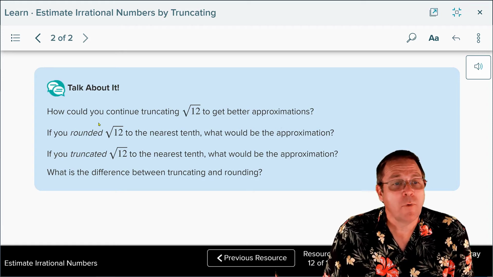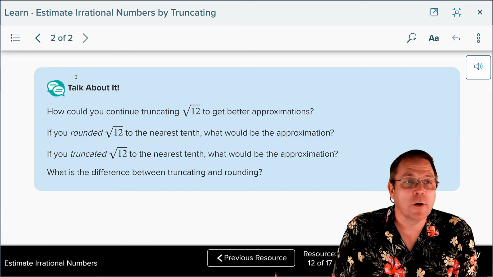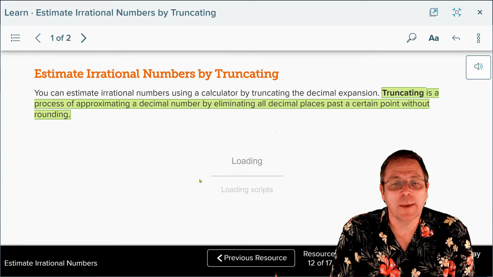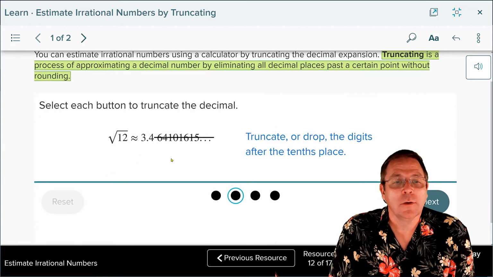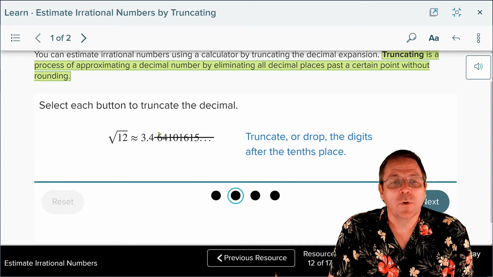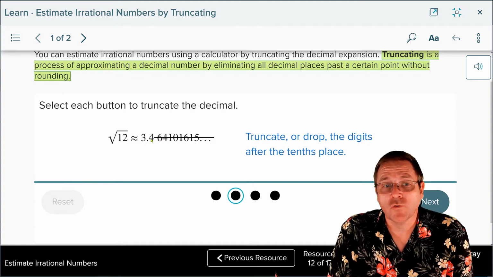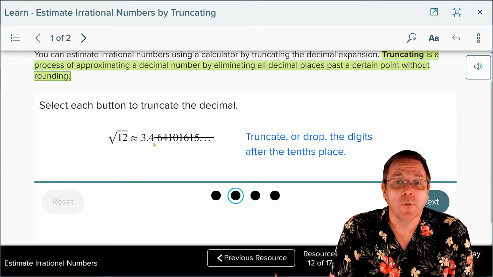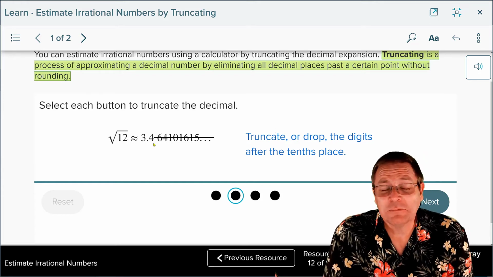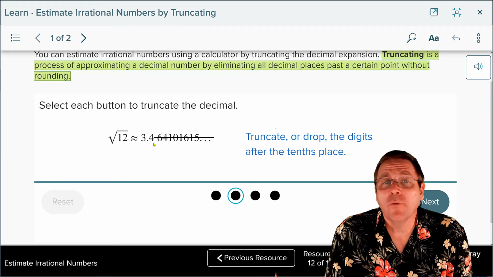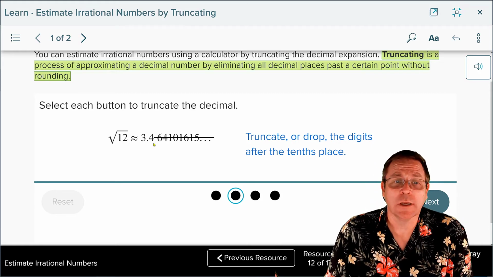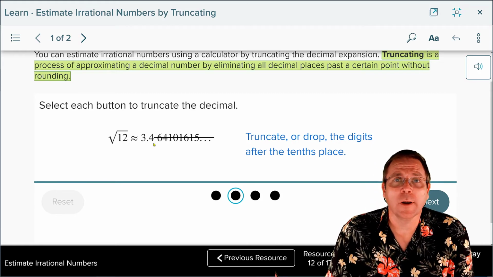And it says if you rounded the square root of 12 to the nearest tenth, what would your approximation be? And if you truncated it, what would the approximation be? Well, let's go back and look at that tenths one over here. To the nearest tenth, that 6 would have rounded it to 3.5, but it would have truncated it to be 3.4. So on this aspect, I don't think I've ever done that. I've always rounded. I've never just said, nah, we can kick those numbers to the curb and not bother rounding.